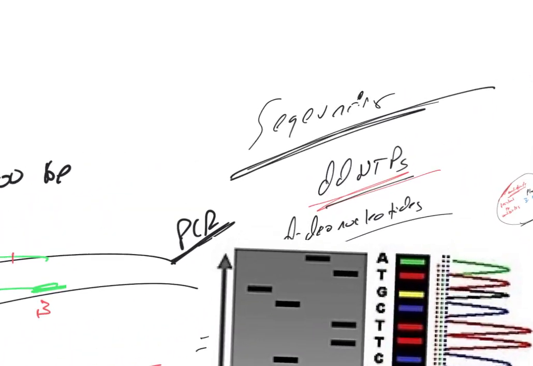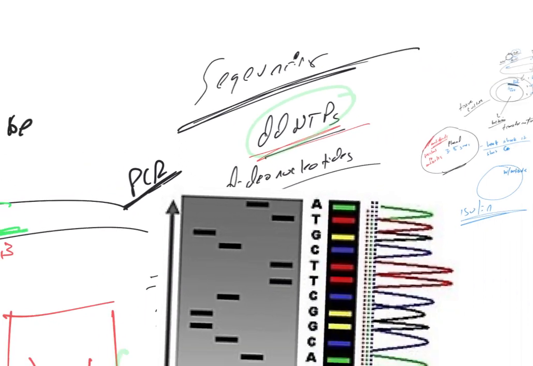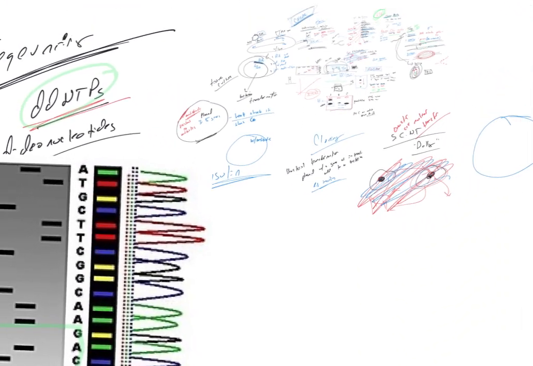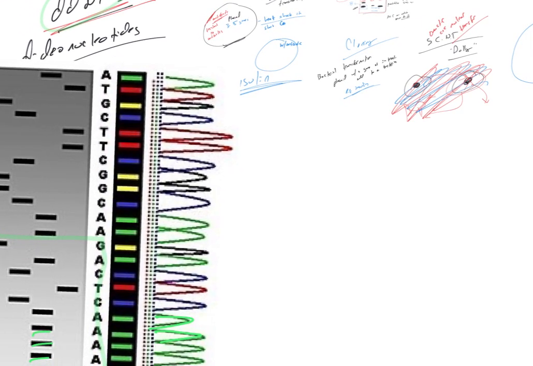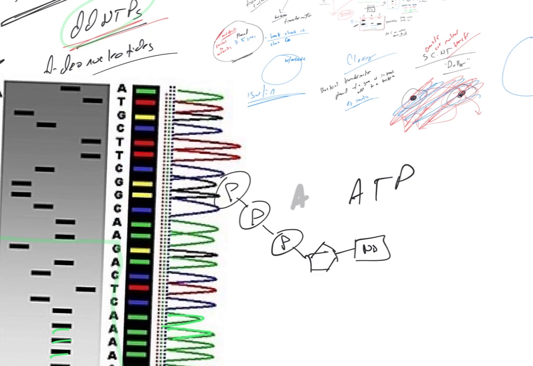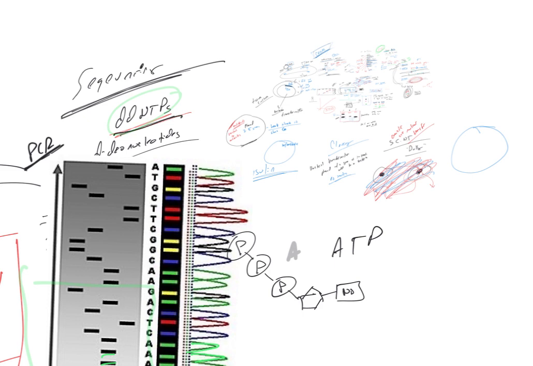And the reason why it works is because of ddNTPs, dideoxynucleotides. Remember, when I was doing my last video with the respiration, I talked about ATP, adenosine triphosphate, there's my nitrogen base, and there's my phosphate group, right? So when I say dNTPs, I'm talking about ATP, GTP, TTP, CTP, because there's 4 bases, A, T, C, G.